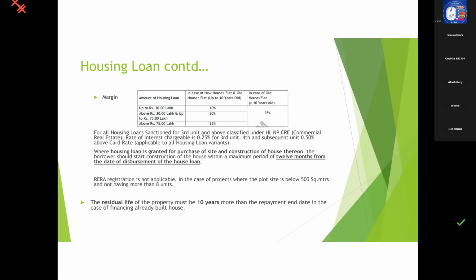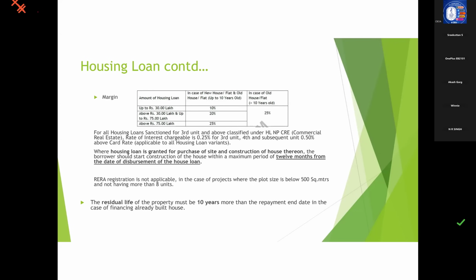Now coming to the next important point, margin. Yesterday we touched upon the margin. Up to 30 lakhs, it is 10%. From 30 to 75 lakhs, it is 20%. Above 75 lakhs, it is 25%. That is the general guideline. But within that also, there are two sub-conditions.